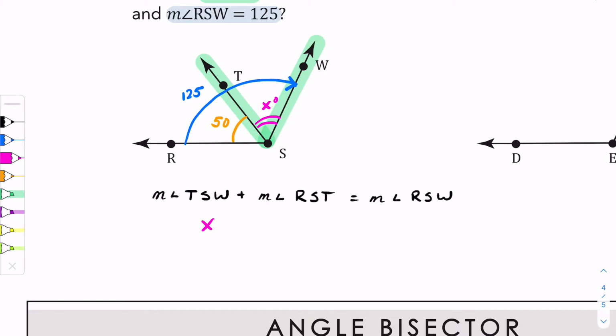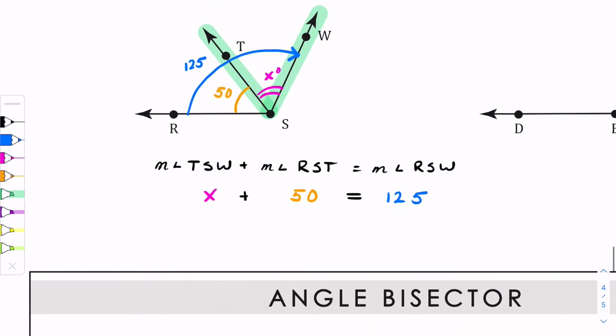When I write this out as an equation, I have x plus the measure of 50, and I know this is equal to my total angle measure of 125. When I solve for x, I subtract 50 from both sides, giving me x is equal to 75.